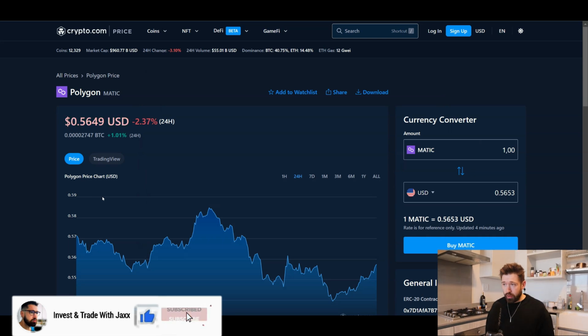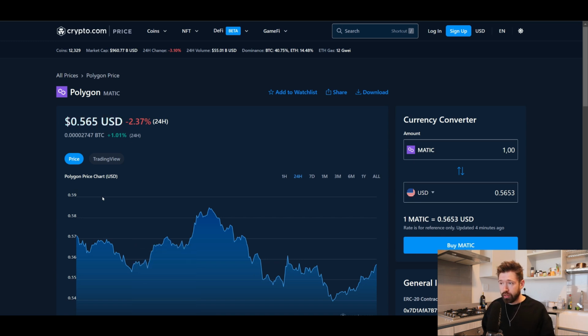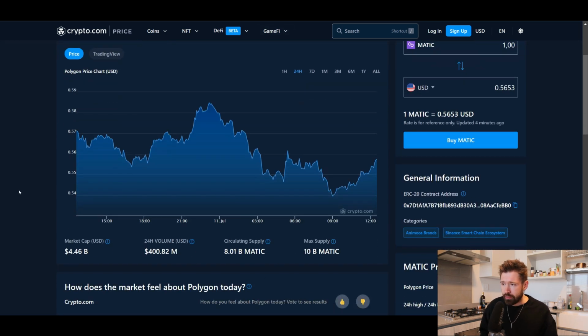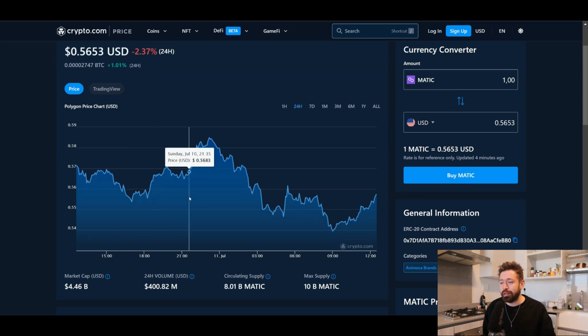We're going to go over our friend Polygon. Currently, we're sitting at 56 cents, down 2.3% on the day. We're sitting at a market cap of 4.46 billion. 24-hour volume, 400 million. 24-hour volume has dropped quite a bit, something to keep in mind. Let's hop into the chart.